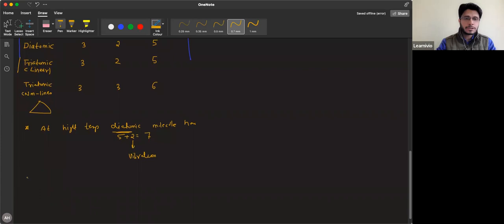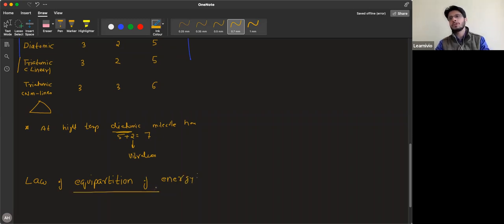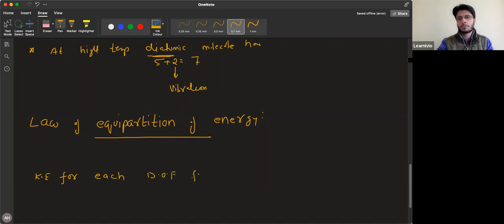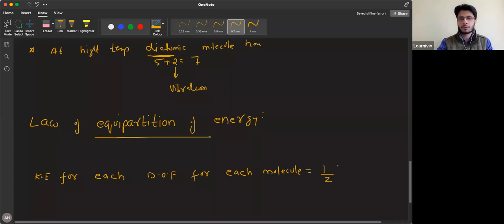After this degree of freedom, this is the law of equipartition. The law of equipartition of energy says that the energy associated with each degree of freedom for each molecule, you can say kinetic energy for each degree of freedom for each molecule, is half Boltzmann constant into T. This is the law of equipartition.